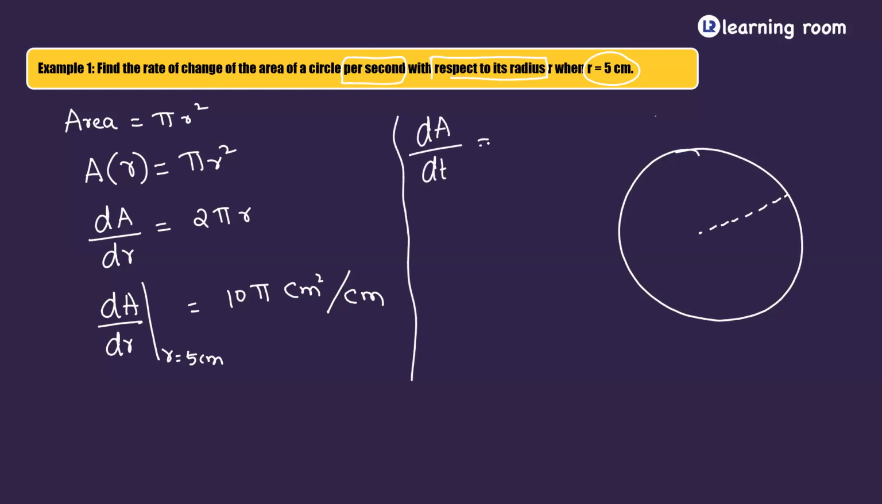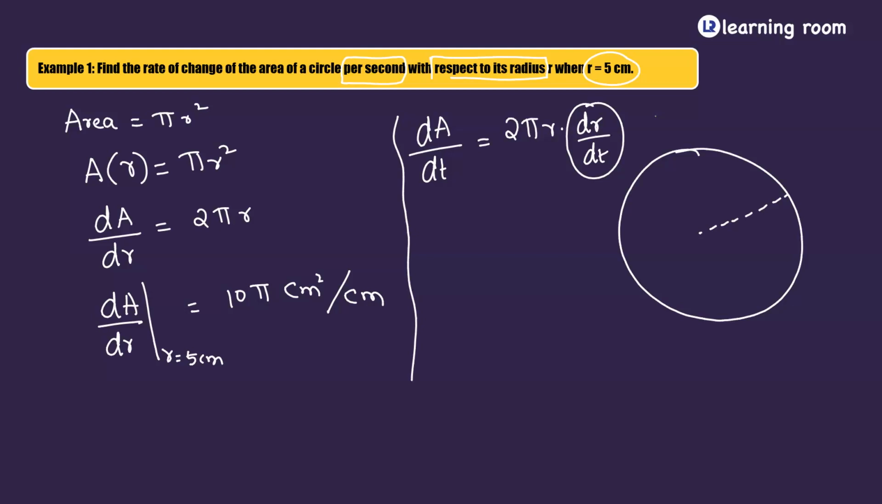I'll tell you why I didn't do it. If I did it with dt, then what would be the answer? You will have 2 pi r into dr by dt, and dr by dt has not been given in the question. They didn't tell what is the rate at which the radius is changing. Had the radius been changing at 1 unit per second, then the answer would be 10 pi centimeters square per second. But here how will you?